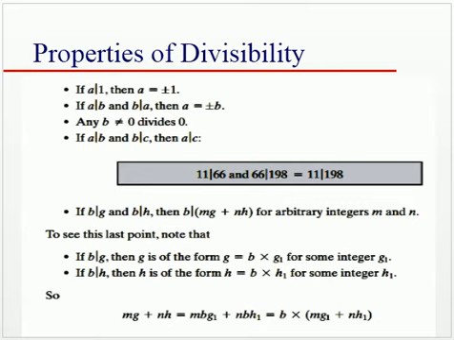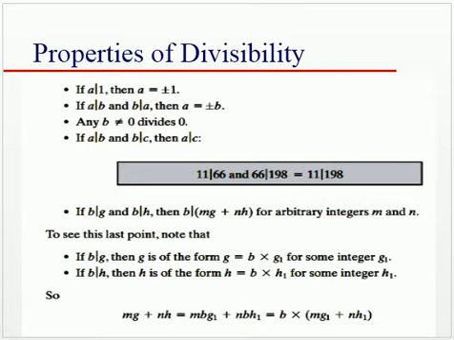Another property of divisibility is, if B divides G and B divides H, then B divides MG plus NH for arbitrary integers M and N. We can prove this as follows. If B divides G, then we can represent G as G equal to B into G1 for some integer G1. Also, if B divides H, we can write H as H equal to B into H1 for some integer H1.